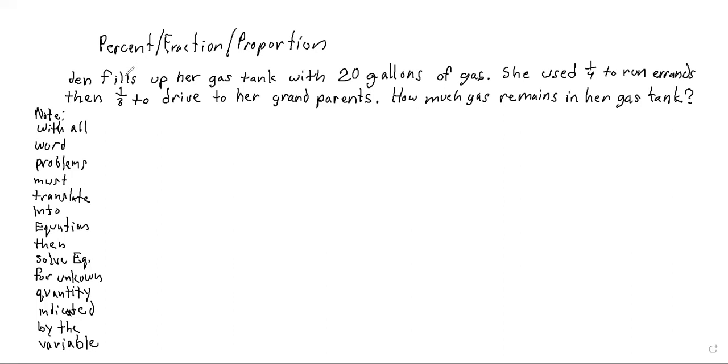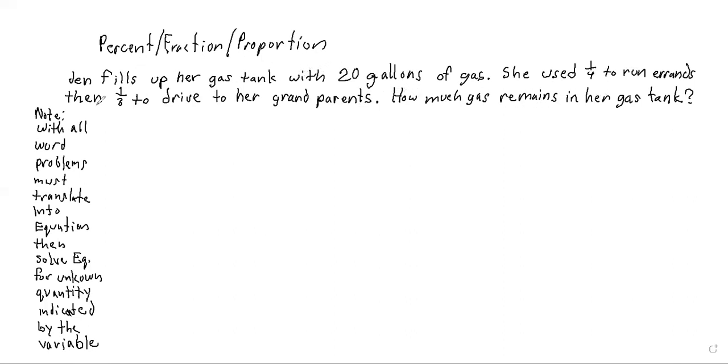This question states that Jen fills up her gas tank with 20 gallons of gas. She used a quarter of that to run errands, and then what was left over, she used a third of that to drive to a grandparent's house. So they want to know how much gas remains in her tank. Okay, so this is a word problem.